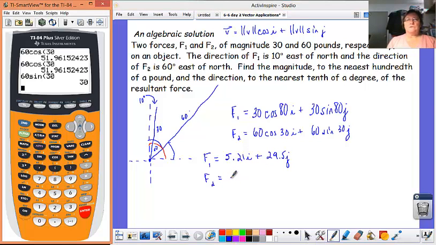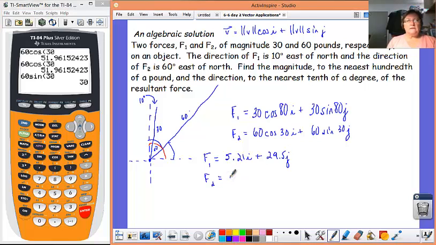Done the same thing for force 2. In the I direction, it is about 51.96, and in the J direction, it is 30 exactly. Now, we were asked to find the magnitude of the resultant, and the resultant comes from adding. So I'm going to add these two vectors together.